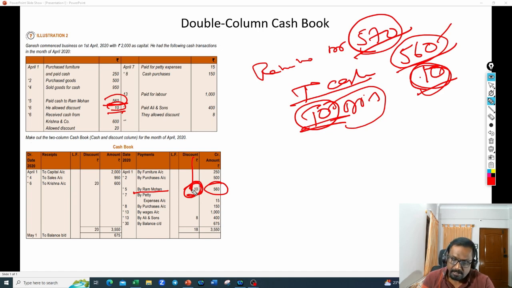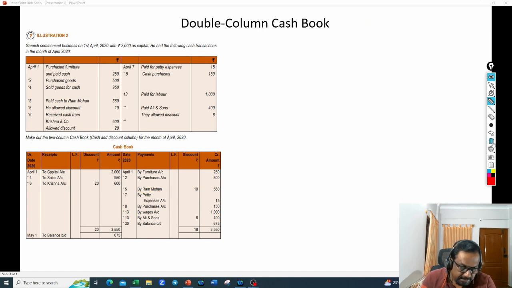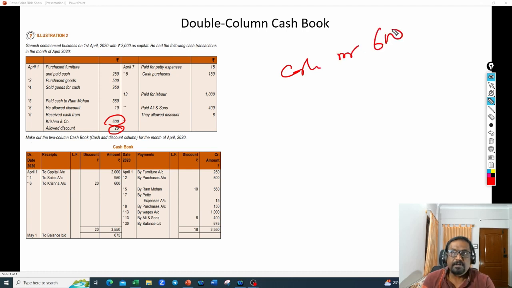Are you clear? Right. Next, received cash from Krishna and company 600 and allowed discount 20. We received cash. How much cash did we receive? Cash account debit 600. We allowed a discount of 20 rupees. Allowed is an expenditure. So discount allowed account debit 20 rupees, and to Krishna and company.